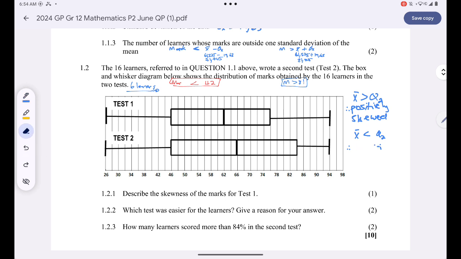Negatively skewed. But if the mean is equal to the midpoint, therefore my data is simply symmetrically distributed.